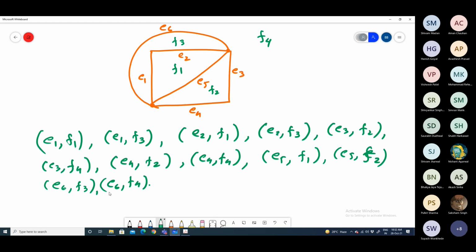For each edge you can see there are exactly two faces, because if you choose any edge, only two faces are involved with that edge, one on either side. So the number is 1, 2, 3, 4, 5, 6, 7, 8, 9, 10, 11, 12. So the total number of pairs is 12, and 12 means 2 times the number of edges. Is that fine? Yes, sir.